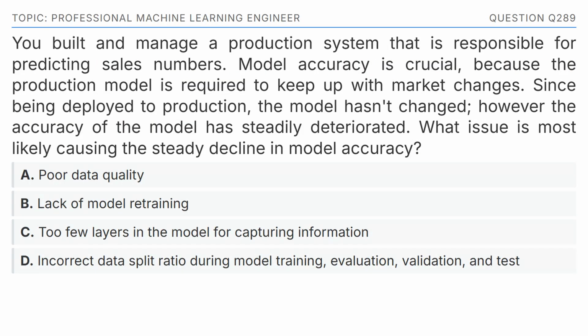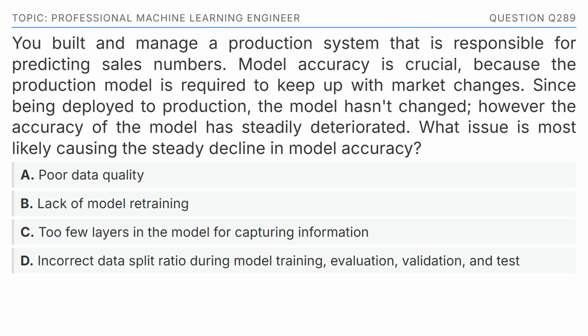You built and manage a production system that is responsible for predicting sales numbers. Model accuracy is crucial, because the production model is required to keep up with market changes. Since being deployed to production, the model hasn't changed, however the accuracy of the model has steadily deteriorated. What issue is most likely causing the steady decline in model accuracy?